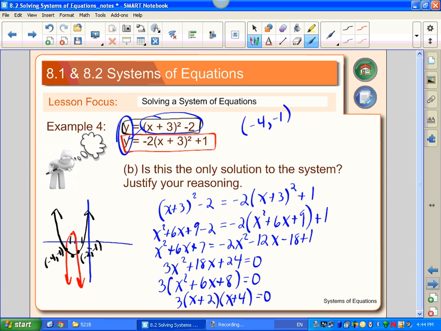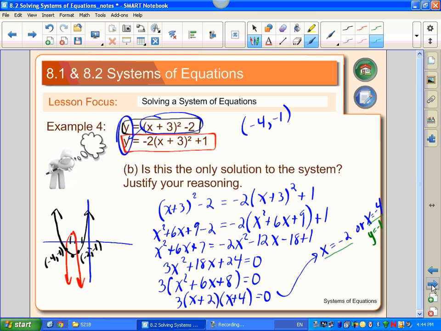Okay, which gives me that x is equal to -2 or x equals -4. But I don't have the y value, so what do we have to do? We would have to substitute each of these values into one of the equations and find out what we have. We already know that this one here gives me y is equal to -1. We already know that one. So let's continue with this.